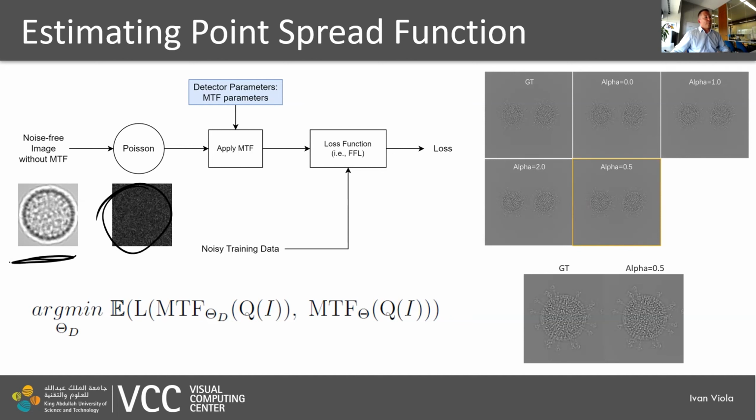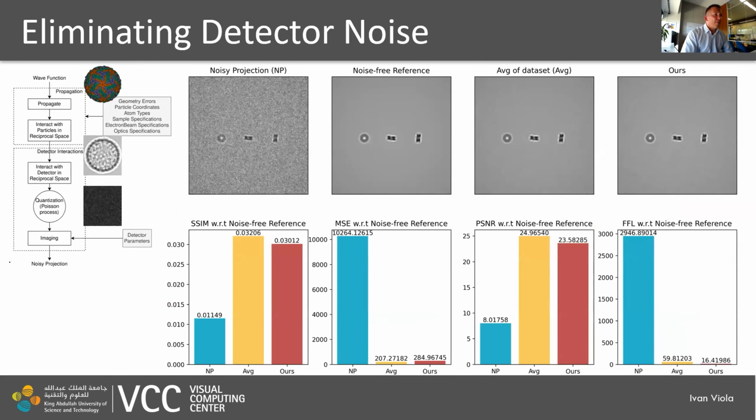We use an optimization framework, and through differentiability, we are able to come up with a better and better representation of our specimen provided by the projections. Here we have one example of some tobacco virus, where you can see that we have a noisy projection as one example. Here we have a noise-free reference, so this is where we would like to get.